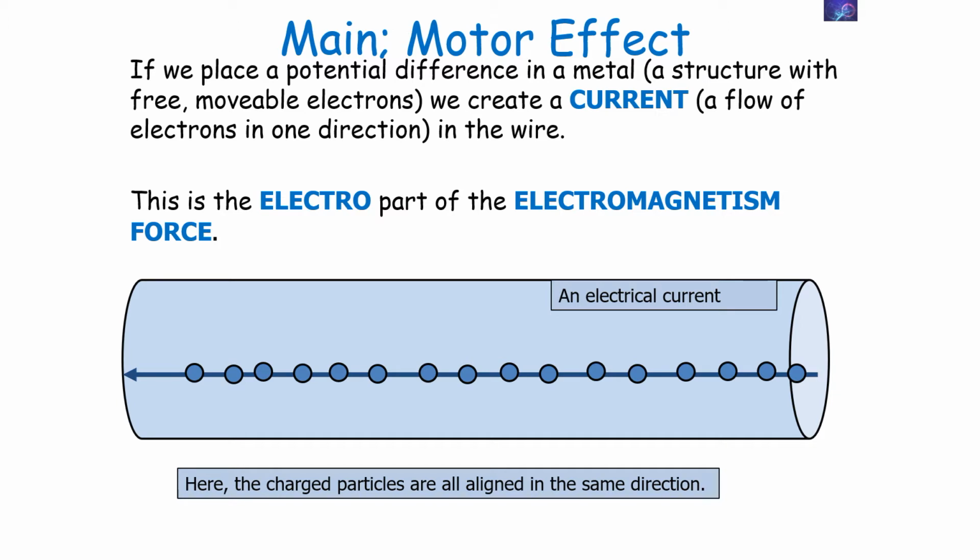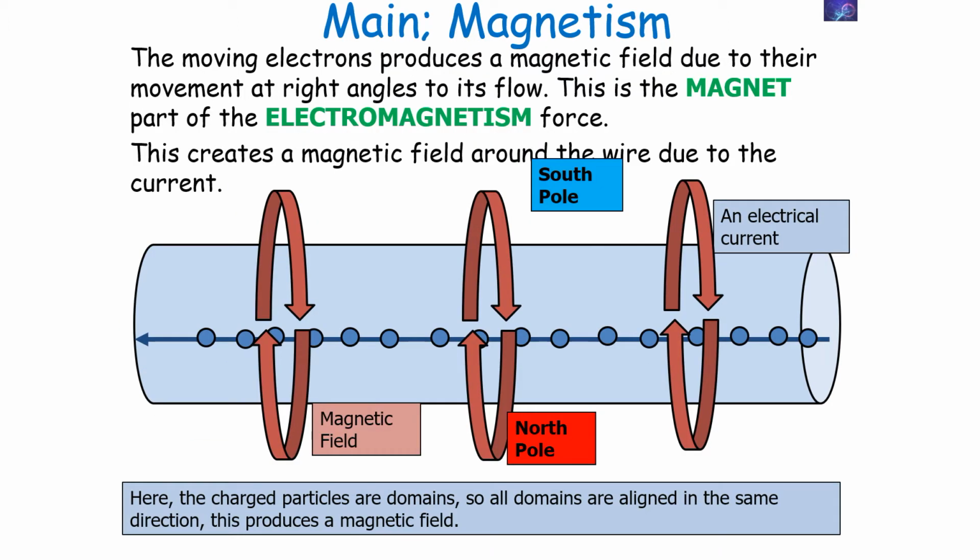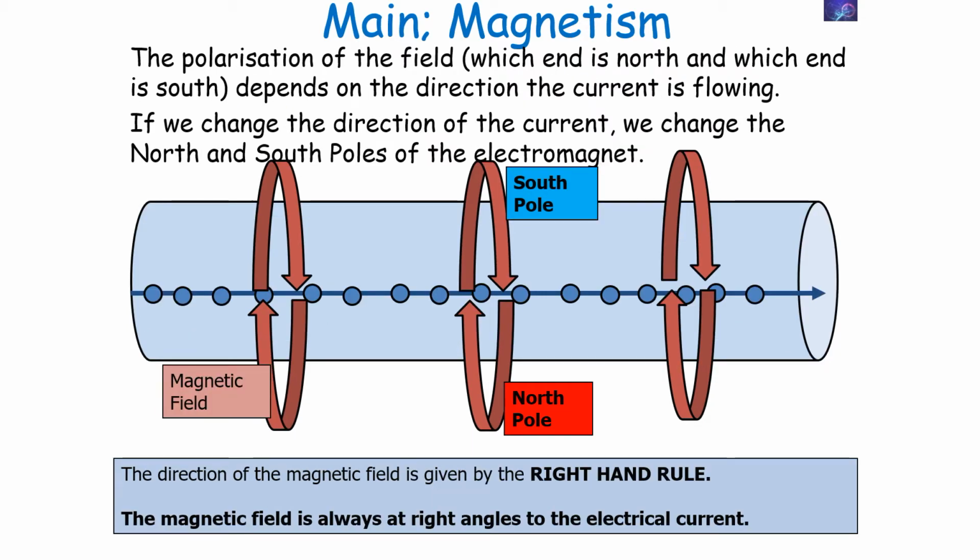Now if we place a potential difference across a metal, we can create a current in this particular wire. At this point all the charged particles are moving in the same direction, so this produces a magnetic field around the wire due to the current being present. Now the direction of the magnetic field is given by the right hand rule, and the magnetic field is always at right angles to the electrical current.